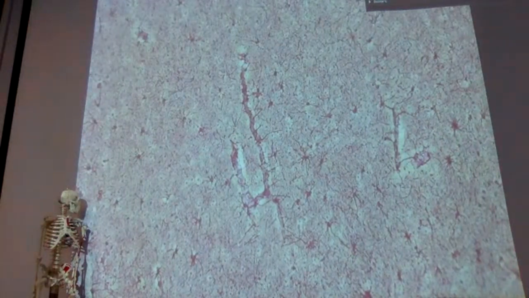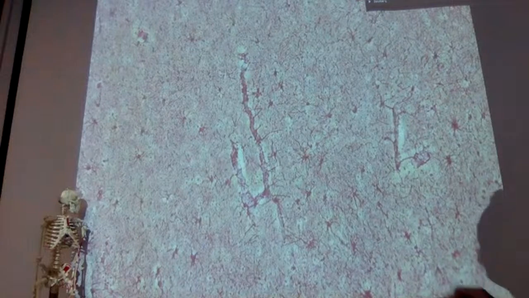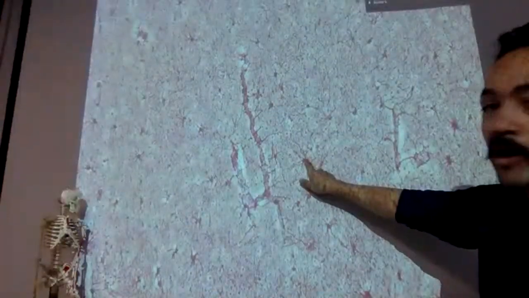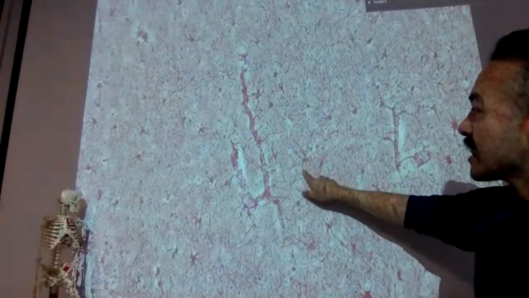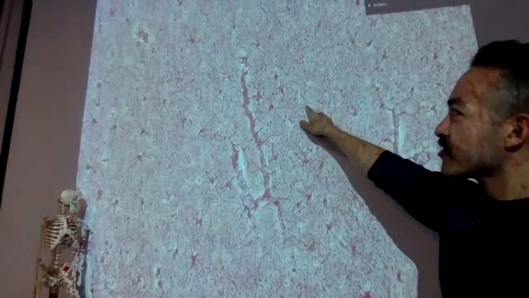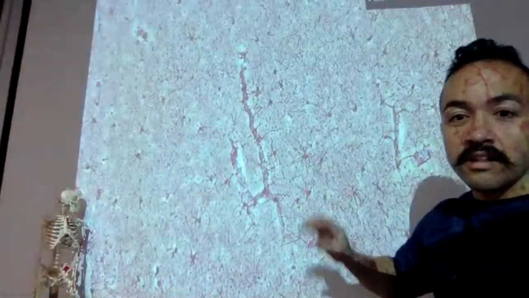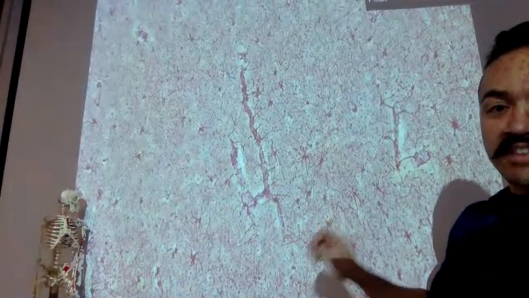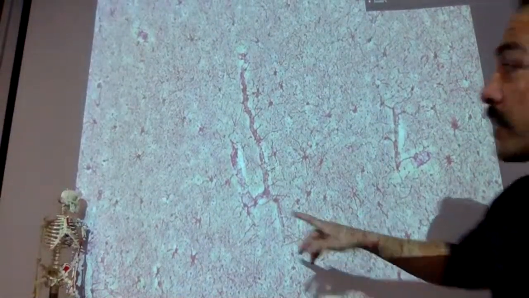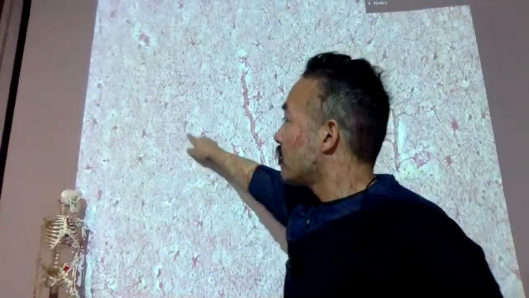What is this stained for? This has been specially stained for astrocytes. Here's a great example. Small cell body, very branched in all directions. Astrocyte, astrocyte, astrocyte, and so on. This has been specially stained for astrocytes, not for neurons. Neurons would be much bigger. The cell body of a neuron would be bigger.